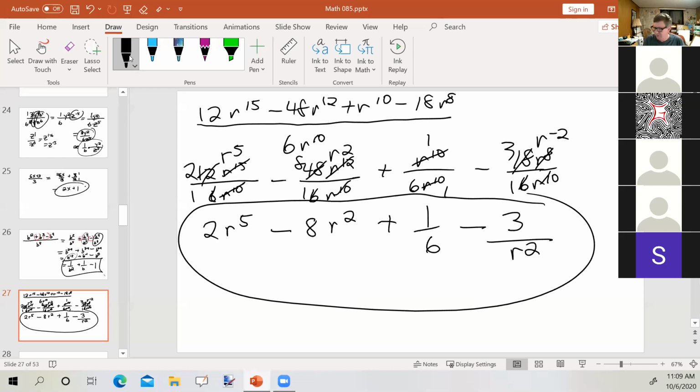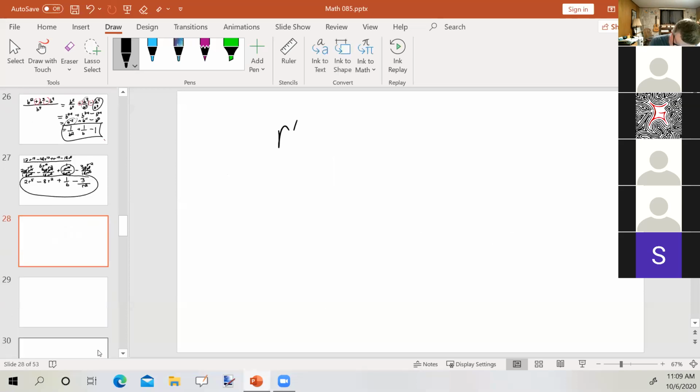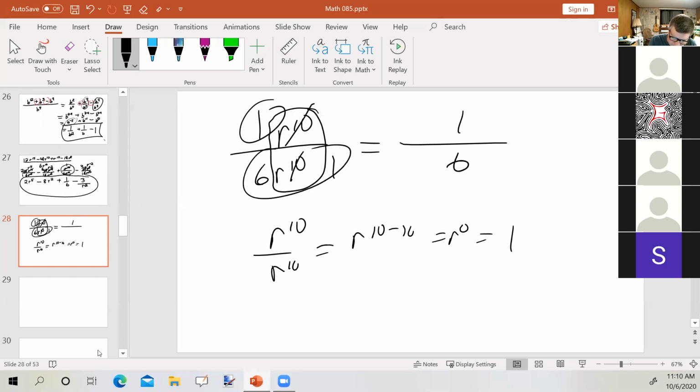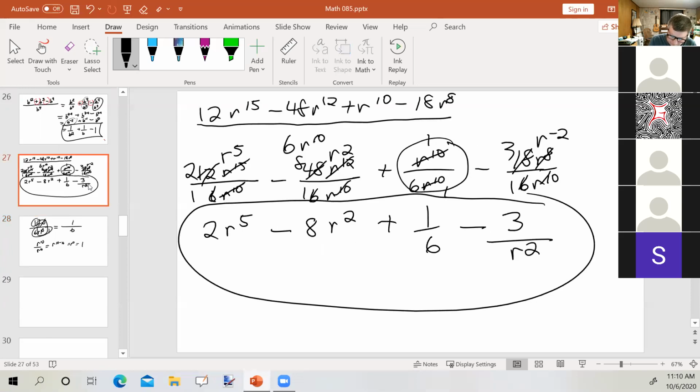Wait, Mr. Mayo. Yes. What did you do on the R to the 10th over 6R to the 10th? Let you get the 1/6? Okay. R to the 10th over 6R to the 10th. So this R to the 10th over R to the 10th is R to the 10 minus 10, or R to the 0 power, which is 1. So this reduces down to 1 over 1. So you end up with 1 over 6 times 1. Oh, okay. Thank you. Any other questions there?